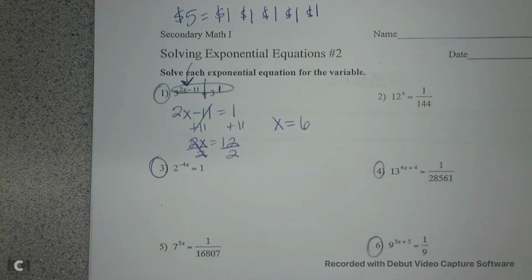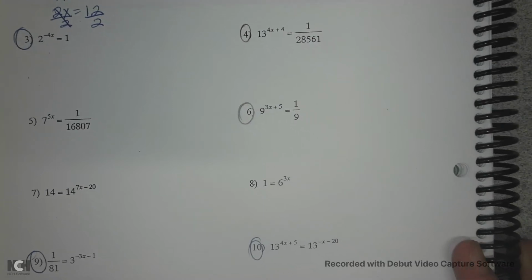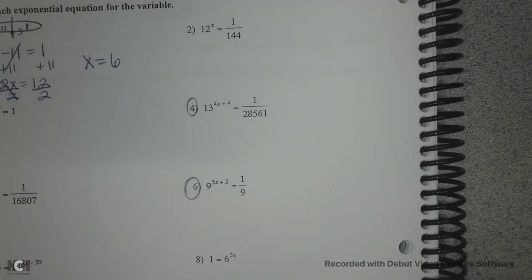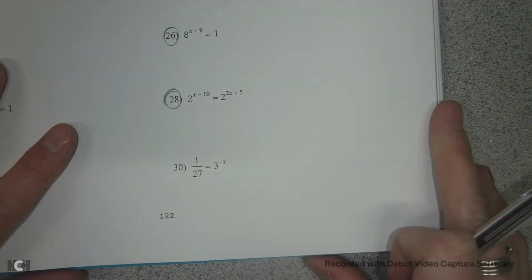Okay, let's try another one. Let's look at number, I don't love these. We're going to come back. Number 28. There we go.